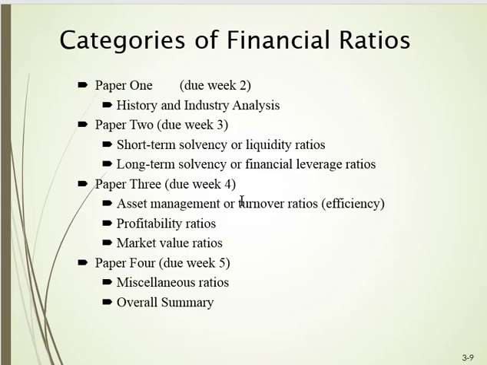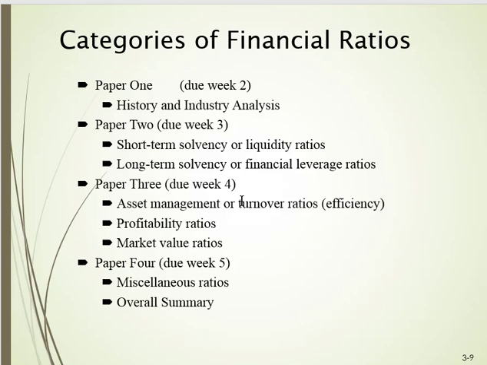And finally, the fourth paper, there are some miscellaneous ratios, some of which we'll talk about in class, some you've probably seen in textbooks, but the final part of the paper then obviously is just an overall summary of what you've learned about the company that you're looking at.